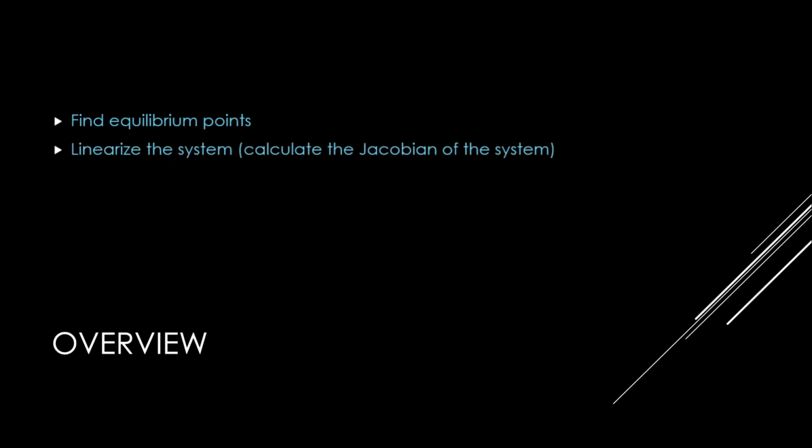So, to summarize, to understand the behavior of nonlinear systems, first we find the equilibrium points. These are the points at which our system is stable when it's at those points. Then, we linearize the system, or calculate the Jacobian. This helps us figure out how nearby points are going to evolve. And then we find the eigenvalues and eigenvectors. The eigenvectors tell us in which direction the nearby points are going to evolve, and eigenvalues tell us how.